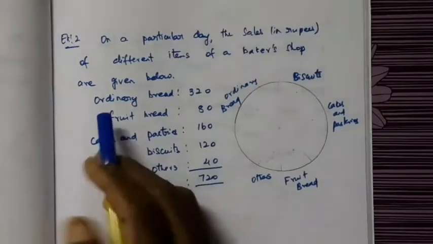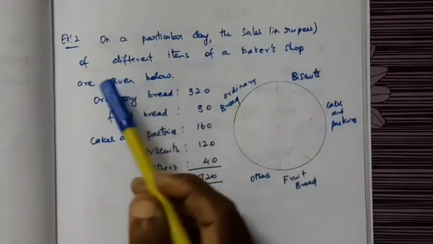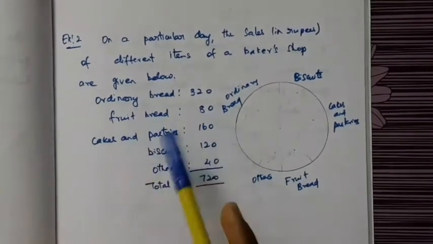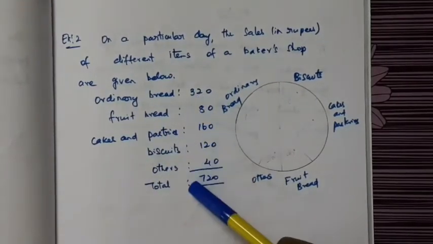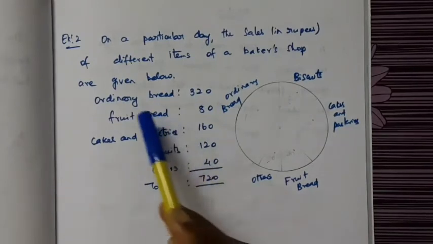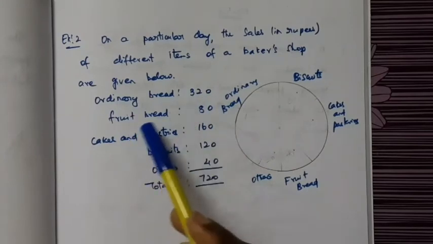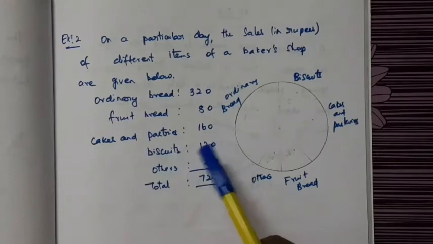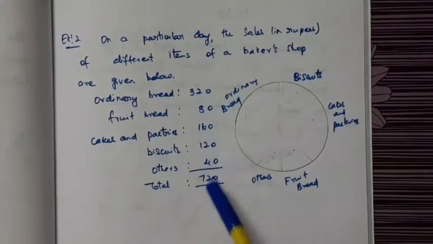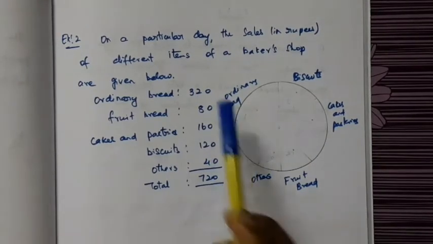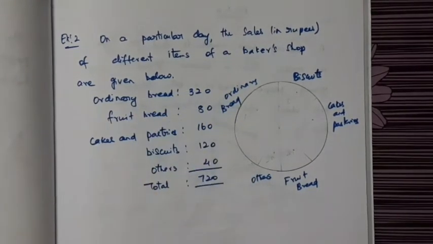The next problem is, on a particular day the sales in rupees of different items of a baker's shop are given below. So in a shop, these are the different items being sold and the amount for each is given here. Ordinary bread 320, fruit bread 80, cakes and pastries 160, biscuits 120, others 40. If you sum up together you will get 720. So the total amount is 720. So individually they have given. So now we are going to draw the pie chart for this.